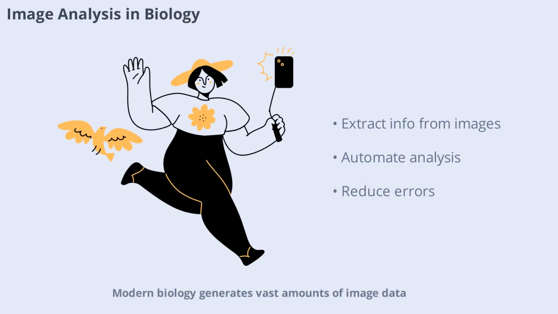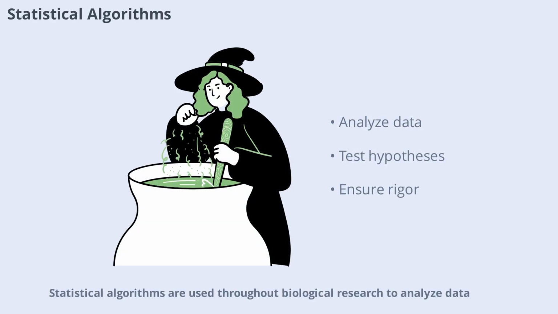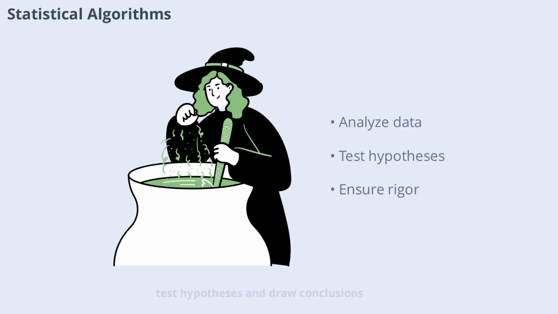Modern biology generates vast amounts of image data, from microscopy to medical imaging. Algorithms for image analysis help researchers extract quantitative information from these images, such as counting cells, measuring structures, or detecting abnormalities. Automated image analysis speeds up research and reduces human error, making it a vital tool in fields like pathology and neuroscience.